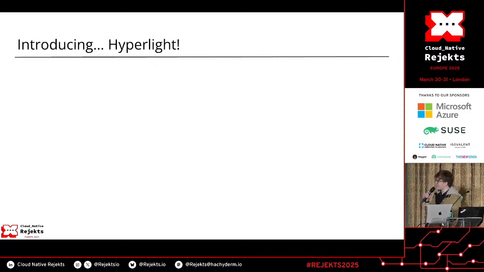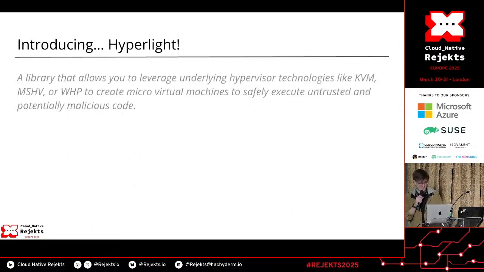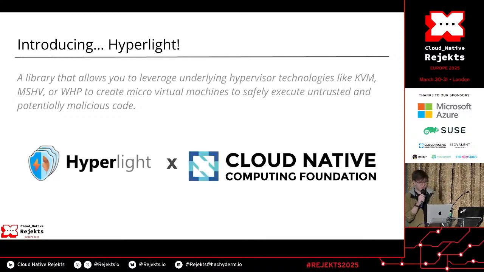And that's where Hyperlight comes in. Hyperlight is a library that allows you to leverage underlying hypervisor technologies like KVM, MSHV, or WHP, the Windows hypervisors, to create micro virtual machines to execute some untrusted or potentially malicious code safely. And what's more, Hyperlight was recently donated to the Cloud Native Computing Foundation, and was just accepted as a sandbox project.